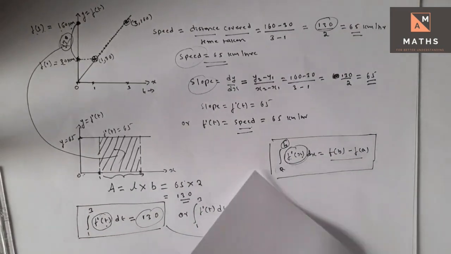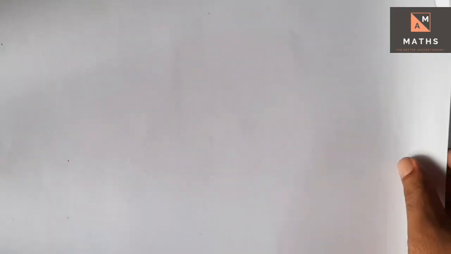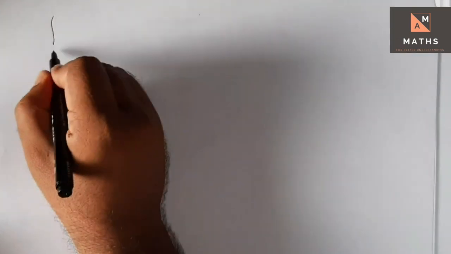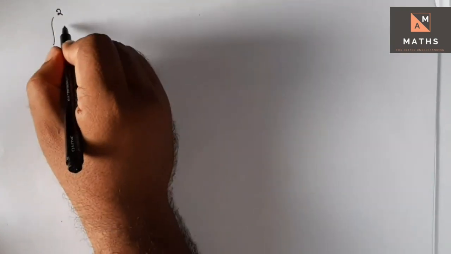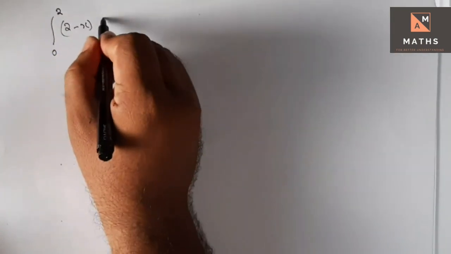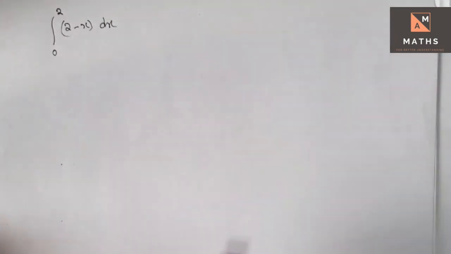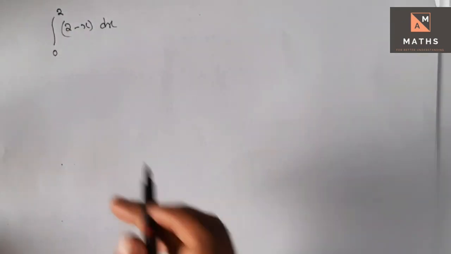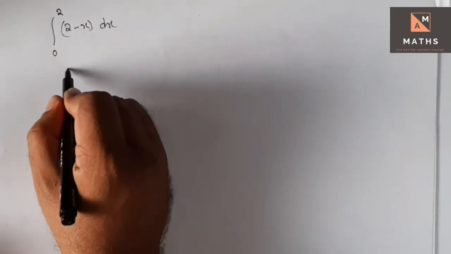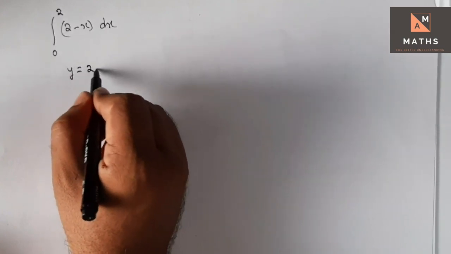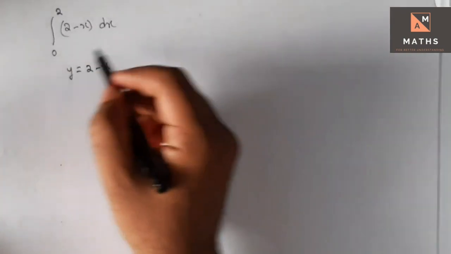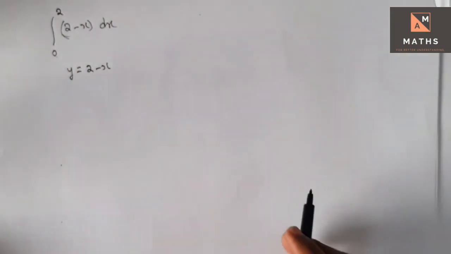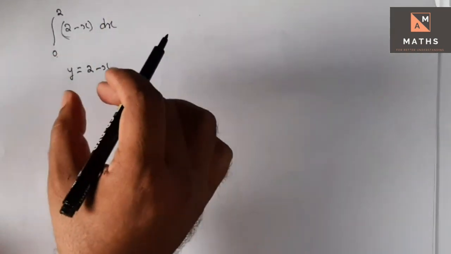Assume that we have to evaluate one integral. That integral is this: evaluate integration from 0 to 2 of 2 minus x dx. To evaluate this integral, I am not using the fundamental theorem of calculus; I am evaluating it directly. Here the function is 2 minus x, which means y is equal to 2 minus x. So what does it mean? We have to find the area under this curve from 0 to 2. To find the area we have to sketch the graph of this function.